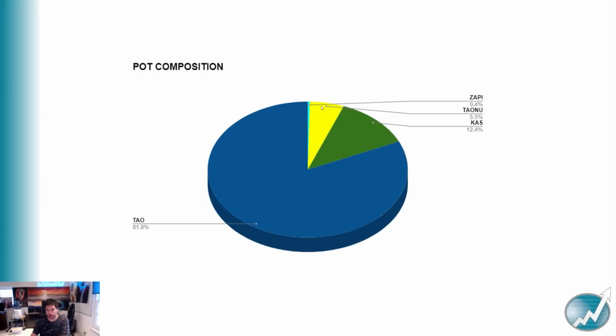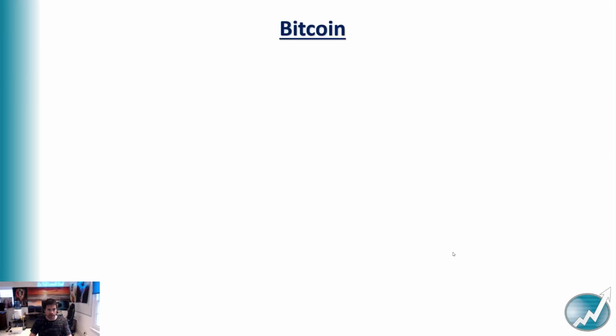TAONU. So guess what? Really, my whole portfolio is all TAO or Bit Tensor-related other than this 12.4% Kaspa. And actually this is going to be a bit lower because I'm going to be selling a bit of Kaspa. So yeah, that's that.